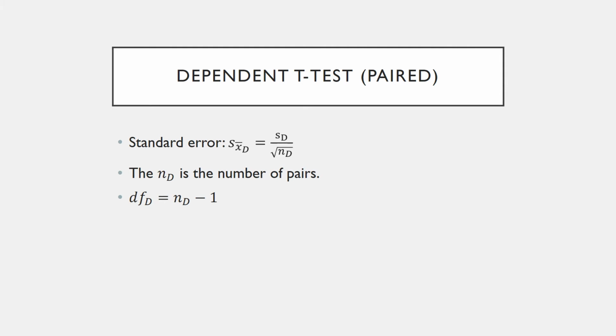And you can notice that this formula is very similar to the one sample t-test, but we have the D's here. So we have the standard deviation of the difference scores divided by the square root of the sample size for the difference scores. And note that the sample size for the difference scores is the number of pairs, not the individual observations. So it's the number of pairs, or the number of difference scores that we have. And to get the degrees of freedom, we take the number of pairs minus 1, just like we would in a one sample t-test.